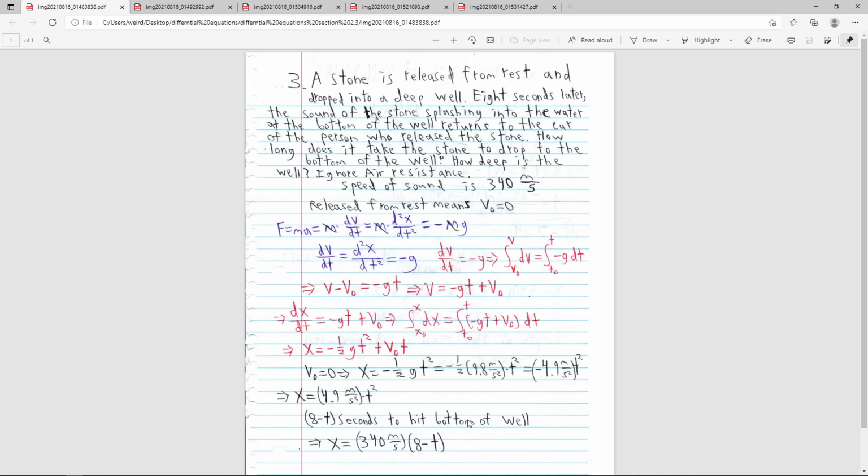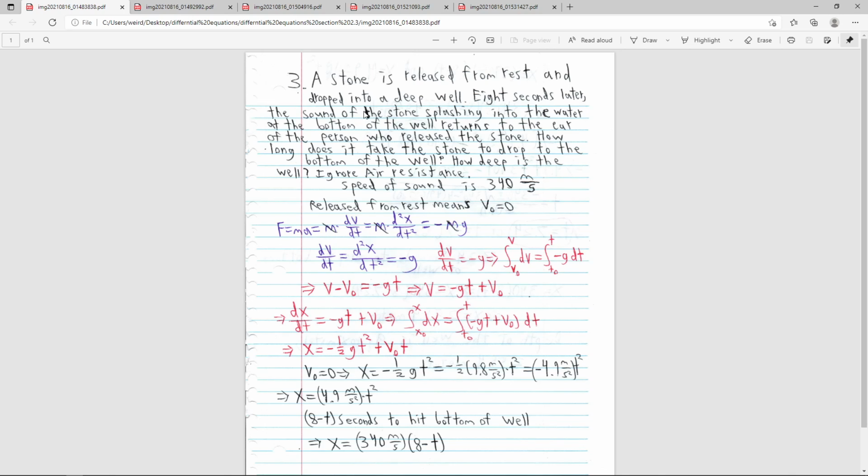So x equals negative 1/2 gt², which equals negative 1/2 times g, 9.8 meters per second squared, times t². So it's negative 4.9 meters per second squared times t², basically. But for this problem, we can just say 4.9 meters per second squared, because you're dropping it, so acceleration is in the same direction. So negative is not needed, basically. It's all going in the same direction from start to finish. That's how I think of it, at least. And we also know that 8 minus t seconds are required for the sound to travel back, because it's heard 8 seconds later.